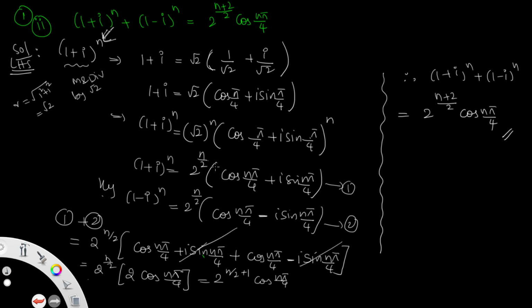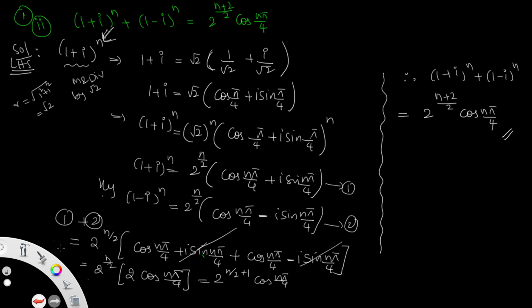That is nothing but 2 to the power of n by 2 into (cos n pi by 4 plus i sin n pi by 4). Similarly, (1 minus i) whole power n is nothing but 2 to the power of n by 2 into (cos n pi by 4 minus i sin n pi by 4). This is the second expression. Before is the first expression.